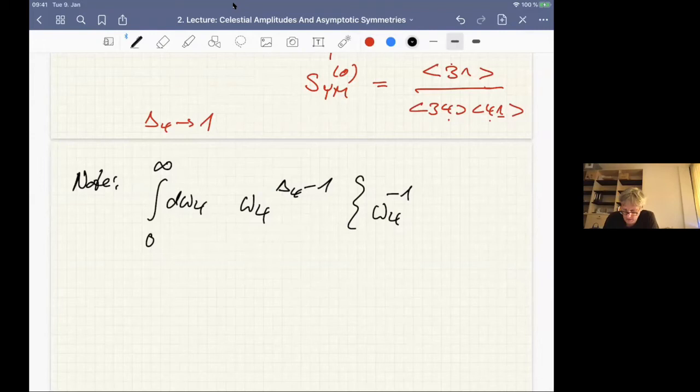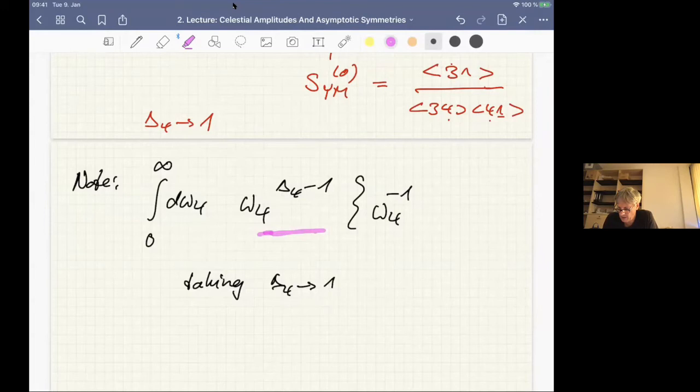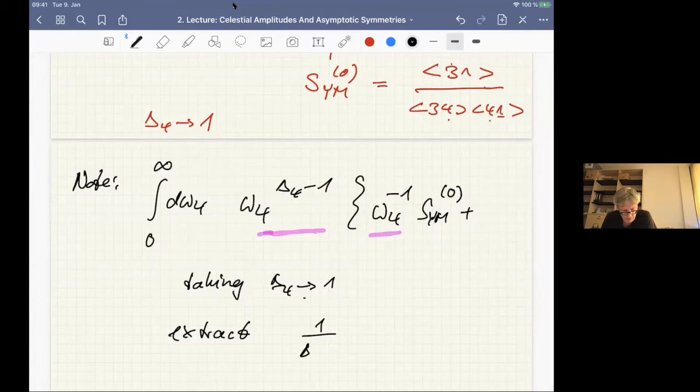And so that means taking delta 4 goes to 1 in this form, together with this factor here, we extract the first expansion term, which is exactly the soft term. So you see, when doing this limit, and then extracting the pole, the pole 1/(Δ4−1), exactly in the limit omega 4 goes to 0.